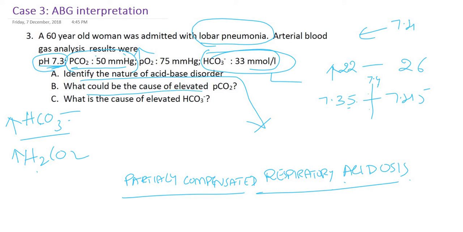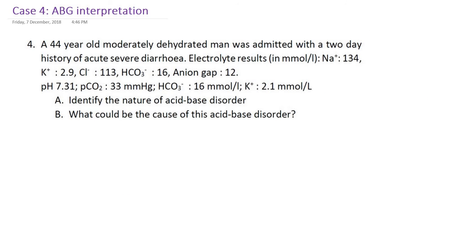What could be the cause of elevated PCO2? Again, it is elevated PCO2 because of lobar pneumonia. There is obstruction to the airway, with accumulation of carbon dioxide. The cause is lobar pneumonia. What is the cause of elevated bicarbonate? It is a compensatory mechanism. Kidney tries to conserve bicarbonate. So the cause for elevated PCO2 is lobar pneumonia. So the last case will be like this.